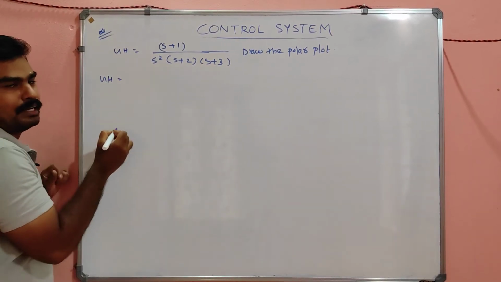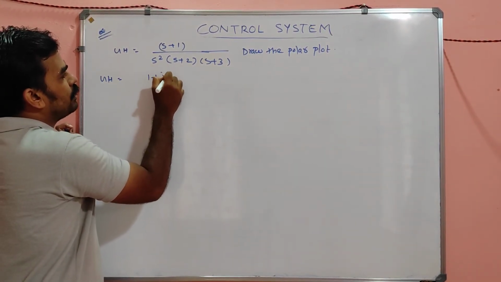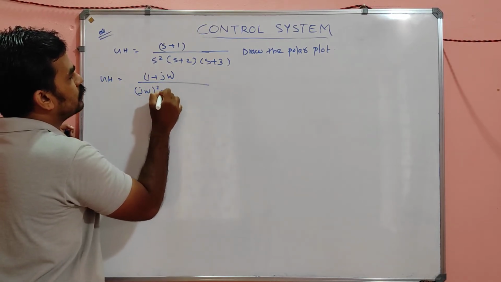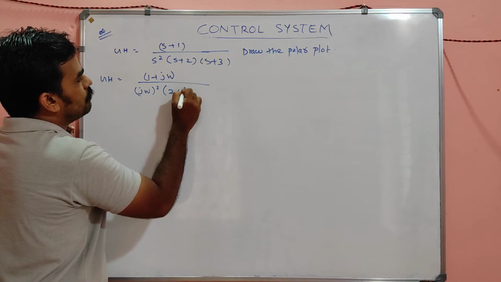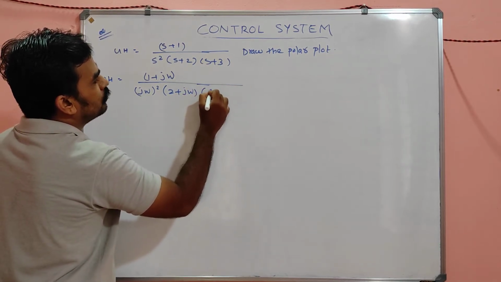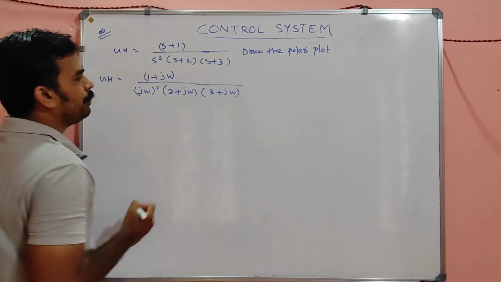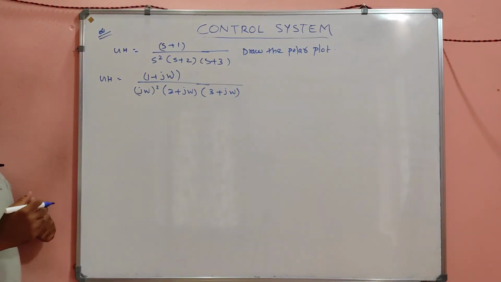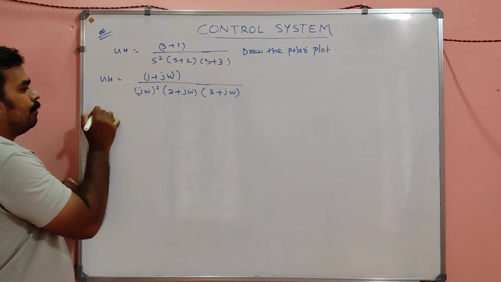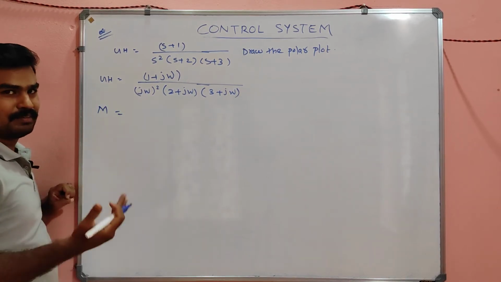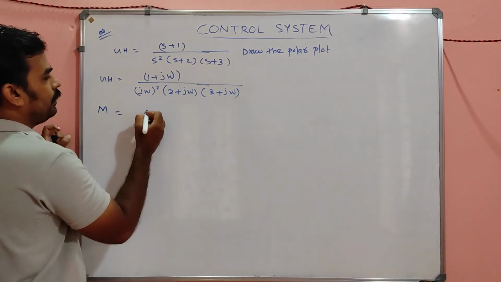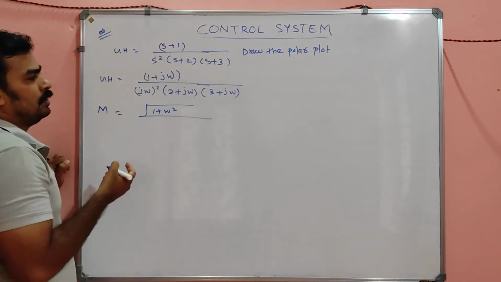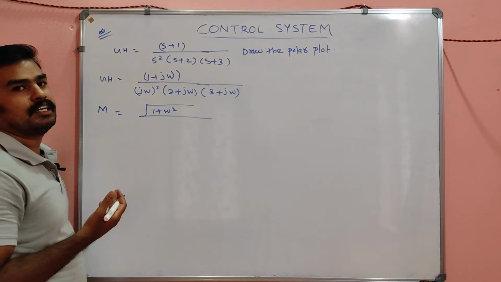Put S equal to j omega, right? So (1 plus j omega) divided by (j omega) square into (2 plus j omega) into (3 plus j omega). Am I correct, my dear? And what is the magnitude? Let it be M. Magnitude is very easy, na? M will be root of (1 plus omega square) divided by (j omega) the whole square.